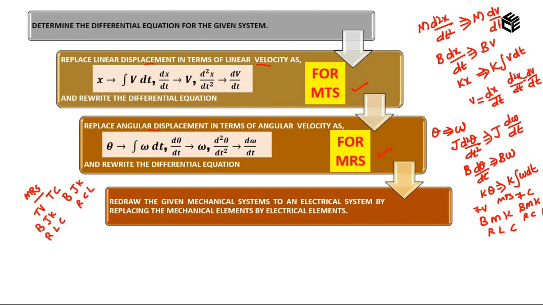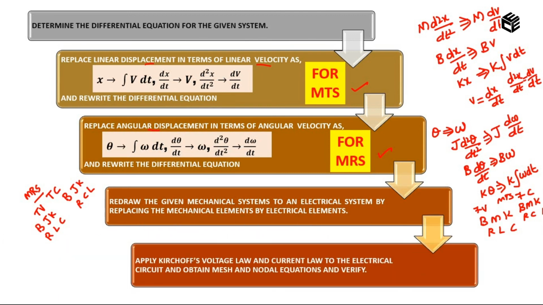Our final step is we will apply Kirchhoff's voltage law and Kirchhoff's current law to the electrical circuit to obtain mesh analysis and nodal analysis equations. We apply Kirchhoff's voltage law for mesh analysis and Kirchhoff's current law for nodal analysis. So the output of force-voltage and torque-voltage will be mesh equations, and the output of force-current and torque-current will be nodal equations. Understood? So that's all about the steps.